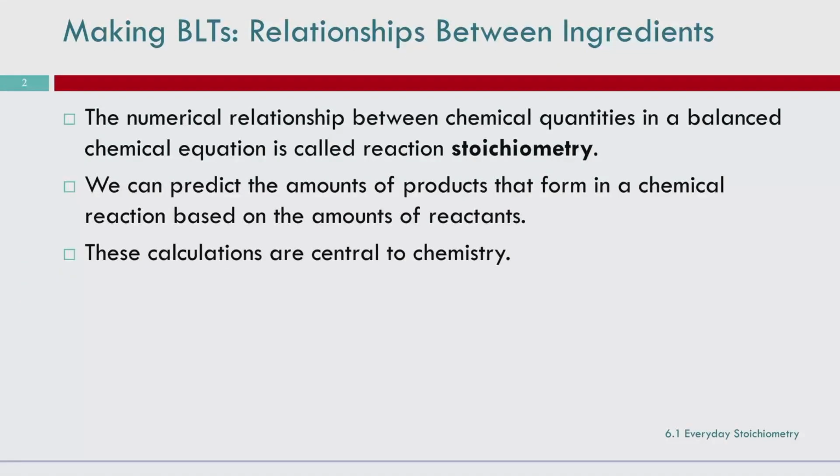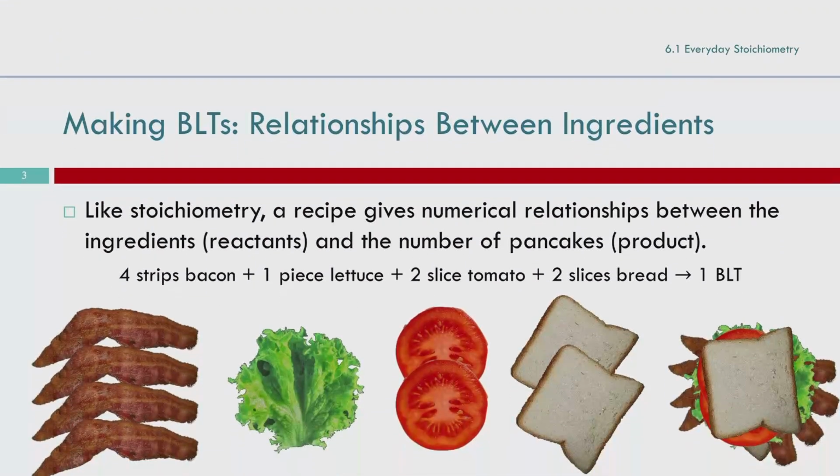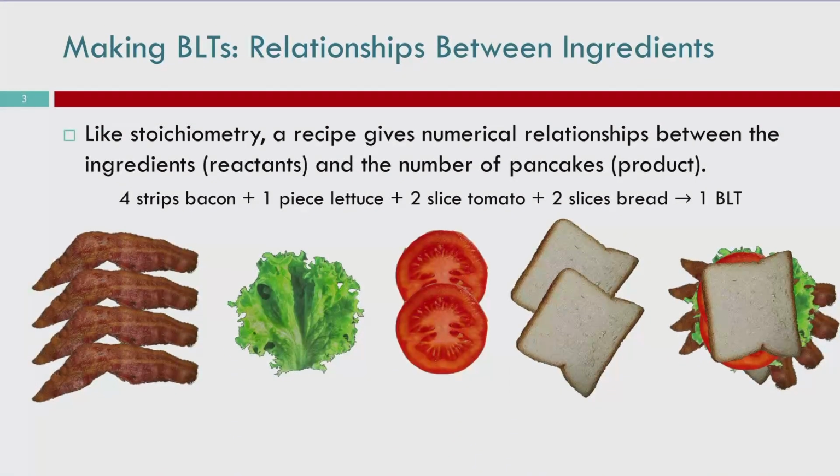We're going to be using these a lot. You'll use these for the rest of the course. So stoichiometry is a big, important topic. Like stoichiometry, a recipe gives a numerical relationship between our ingredients, our reactants, the things that we put in, and the number of things that we get out, which used to be pancakes, and it is no longer pancakes, and I still have not gone back and edited it.